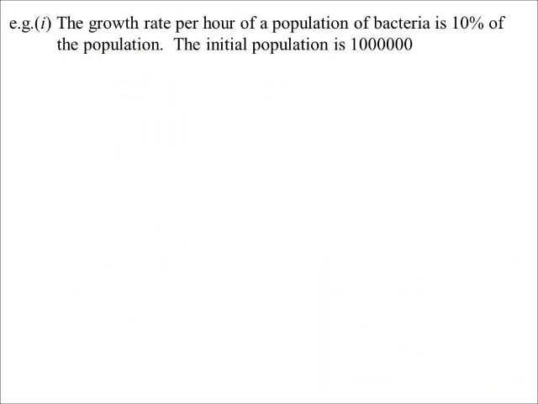So we're going to have a look at some little bacteria here. The rate per hour of the population growth is 10% of the population. And the initial population is, how many zeros have I got there, 1 million. So we've got 1 million of these little pieces of bacteria here, and they're growing at 10% per hour.